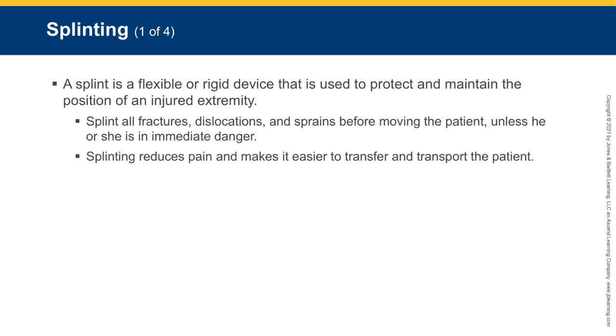A splint is a rigid or flexible device used to stabilize and protect an injured extremity. Splinting is essential for fractures, dislocations, and severe sprains before moving the patient unless there is immediate danger. Proper splinting helps to reduce pain and makes transport safer and more comfortable for the patient.